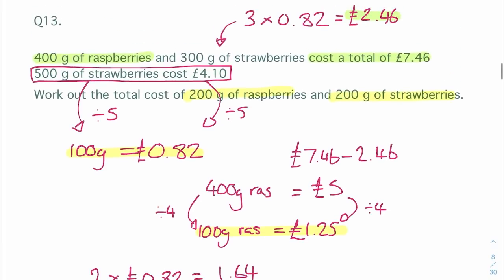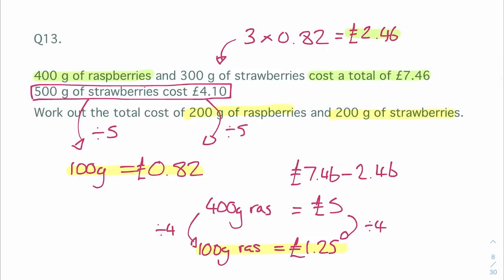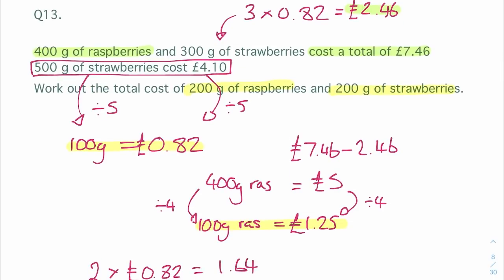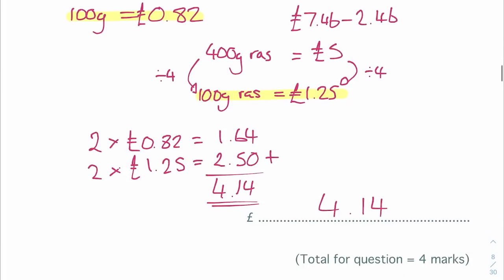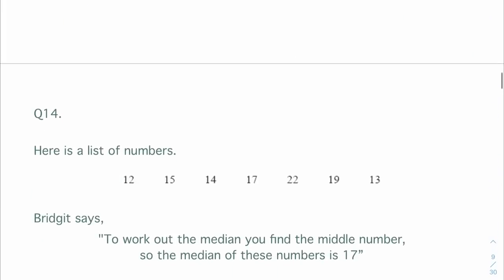So there we go, using some direct proportion, we have worked out the cost of 100 grams of each, applied that to that first line to get the cost of the 400 grams of raspberries, and then used that to get the cost of 100 grams, and then we're able to get the 200 grams of both in our final steps. So there we go, on to our next question.